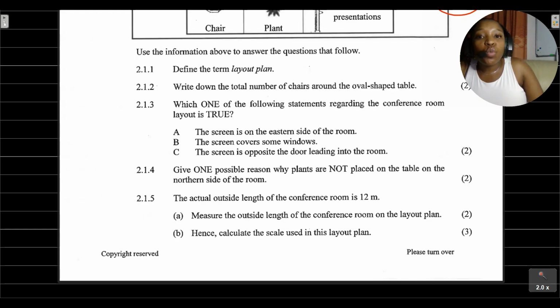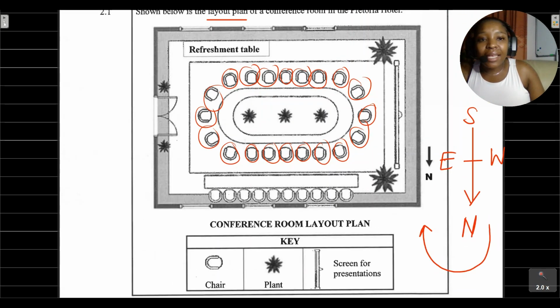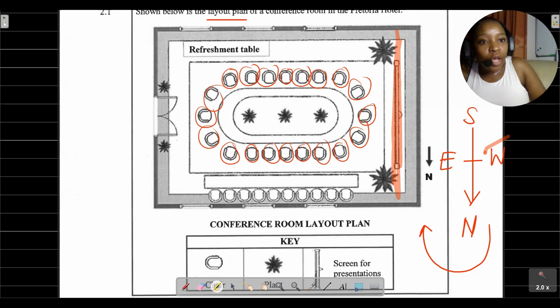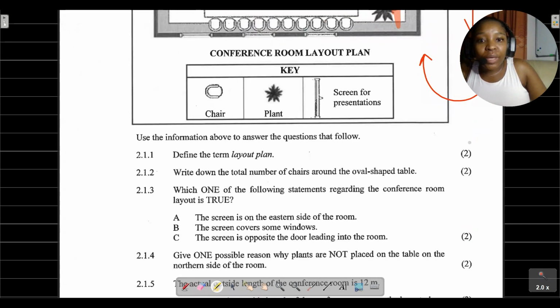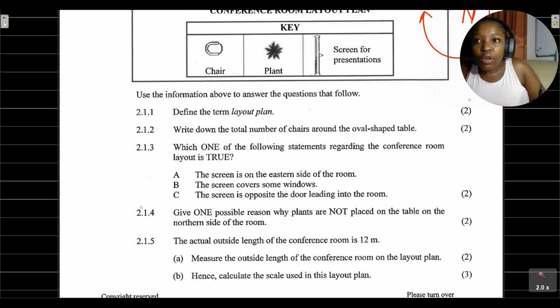Question 2.1.3. Write which one of the following statements regarding the conference room layout is true. So we basically need to read these statements now and identify which statement is true. A, the screen is on the eastern side of the room. So let's see. Is the screen on the eastern side of the room? We can see that the screen is not on the eastern side of the room. The screen is actually on the western side of the room. So we can see that this statement is false.